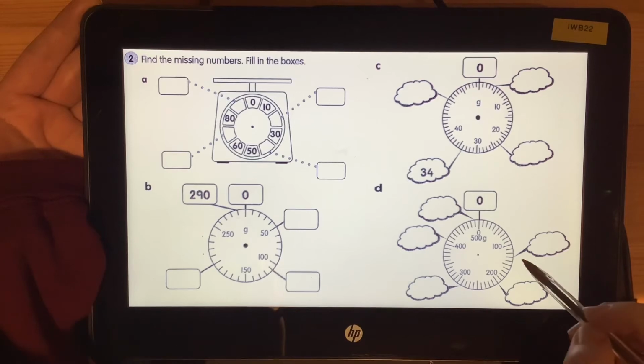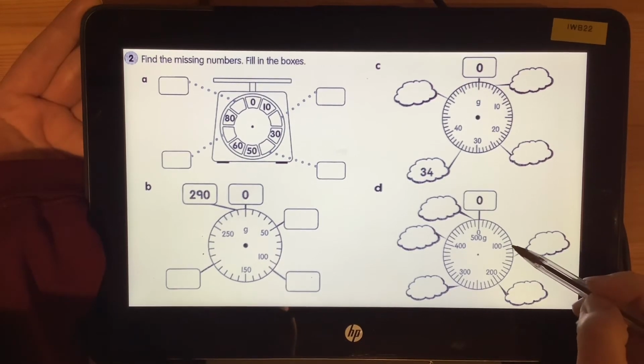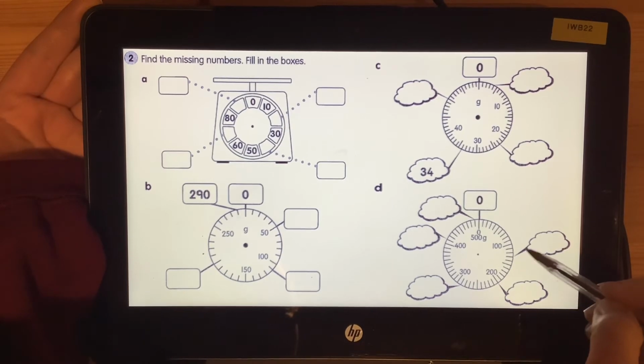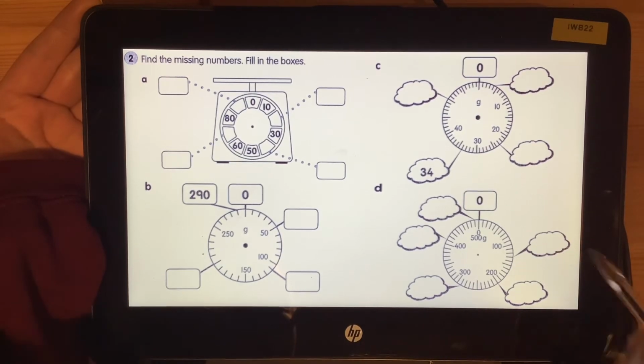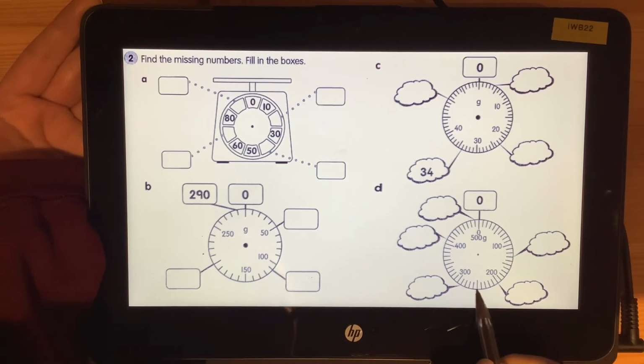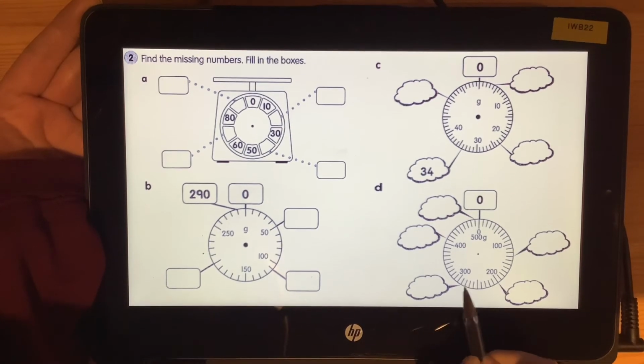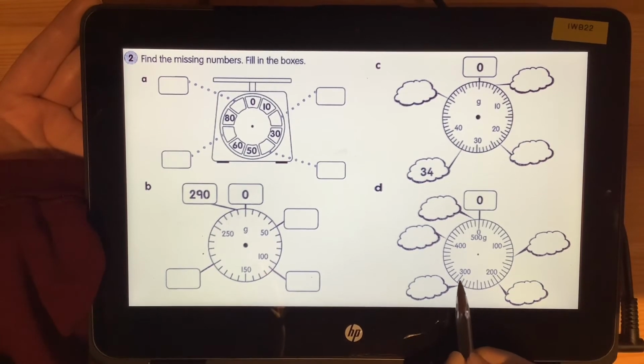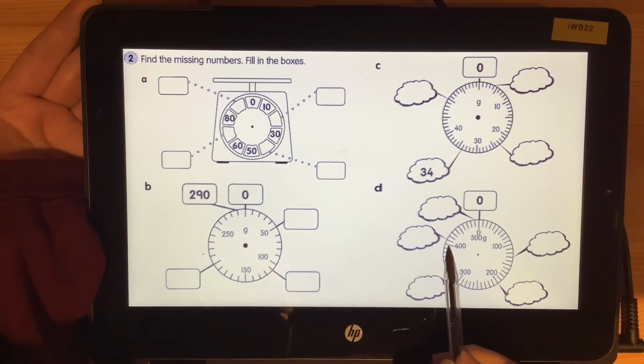So if I know that each mark is going up in tens, I've got 100, 110, 120, 130. So my first marker here that's missing is 130. This one here, now we're pointing directly at the 200, so that is 200. If I'm remembering that it's going up in 10 each time, this one here is 10 before 300, so I know that's 290. And this one is 10 after 400, so it's 410.